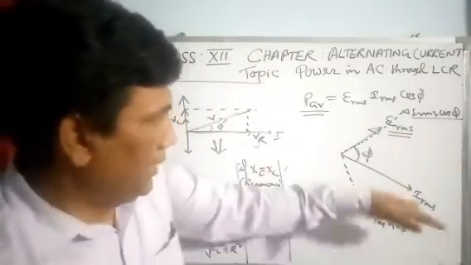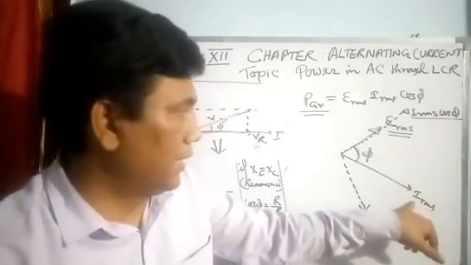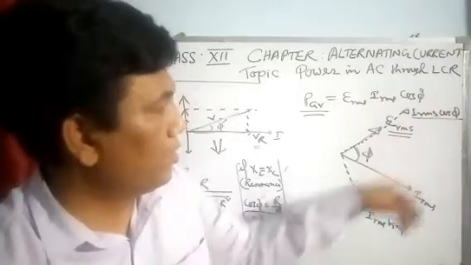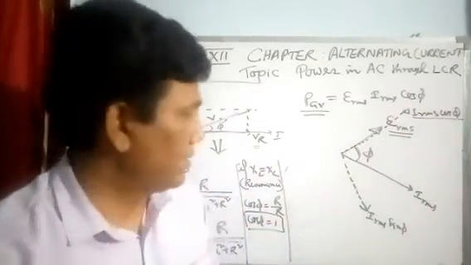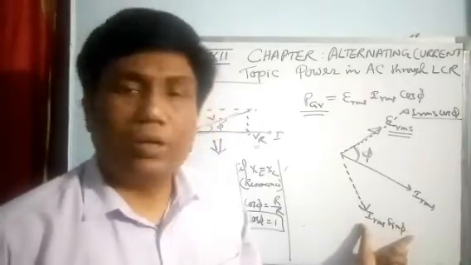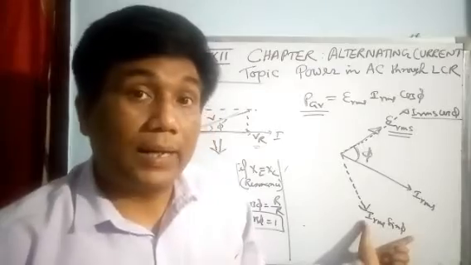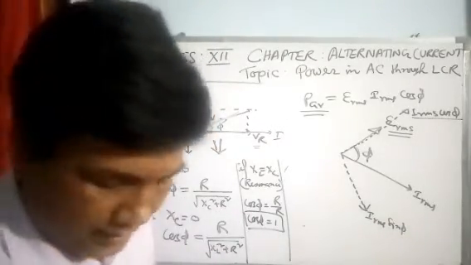It means this current vector, if we assume it is a vector, has two components: one is the cosine component, one is the sine component. The cosine component has the power in it. The sine component has no power. That component is called wattless current, meaning powerless current, you can say. So what is wattless current?